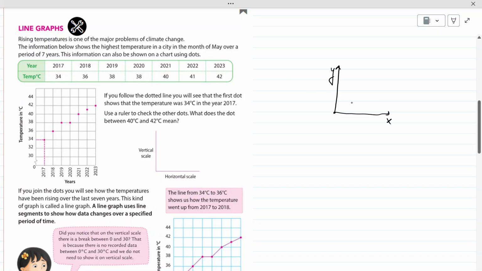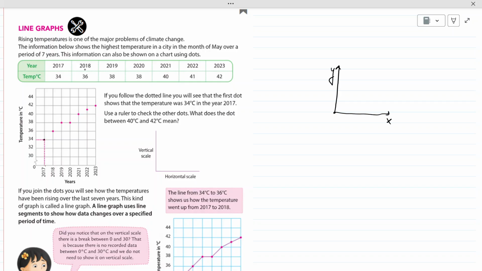So in this particular graph, in the x axis years have been plotted, that is from the year 2017 to 2023, these years are plotted here, for the gap of 1 year. Now here in the vertical axis the temperatures are plotted. So we can very well see here that in 2017 the temperature was 34, and this dot represents this actual data, that in 2017 the temperature was 34.